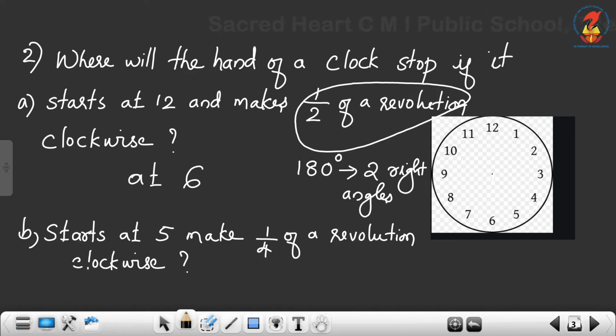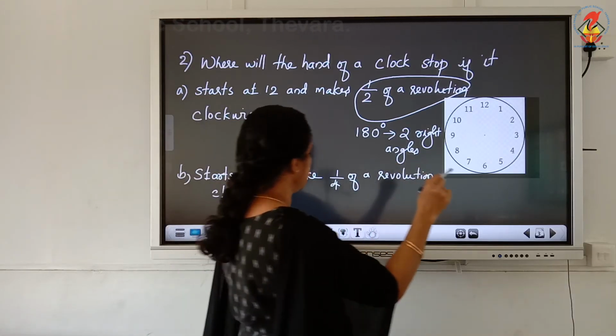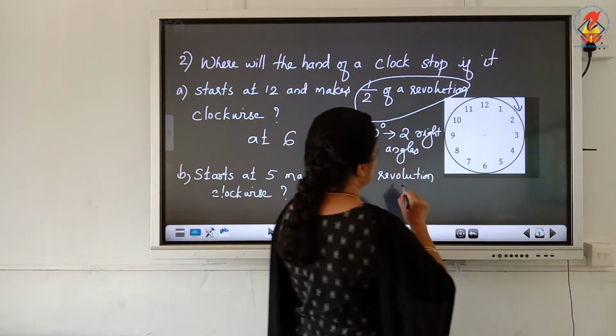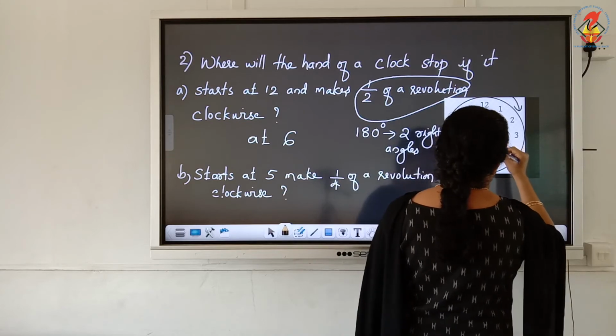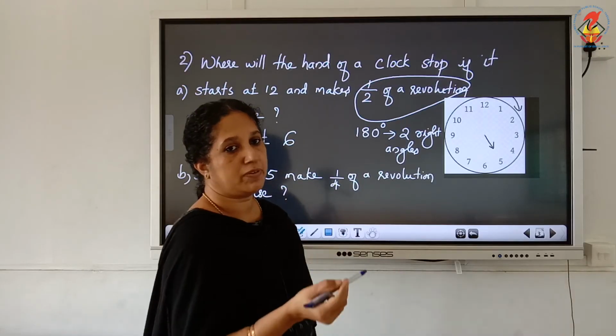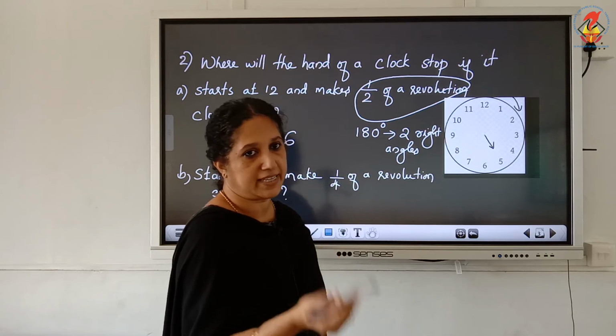Now the next one: it starts at 5 and makes 1/4 of a revolution clockwise. Here also the movement is in the clockwise direction. It starts at 5 and makes 1/4 of a revolution. 1/4 of a revolution means what is the angle turned? The angle turned will be 90 degrees.